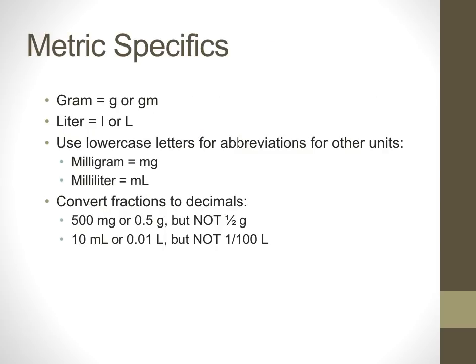So looking at the metric specifics, our abbreviation for gram is G or GM. I prefer you to use G. Liters is going to be your L. Use lowercase letters for abbreviations for other units. For example, look at milliliter, lowercase m and a capital L. You want to convert your fractions to decimals. So if you're talking about half a gram, you're actually talking about 500 milligrams or 0.5 grams, not 1/2.